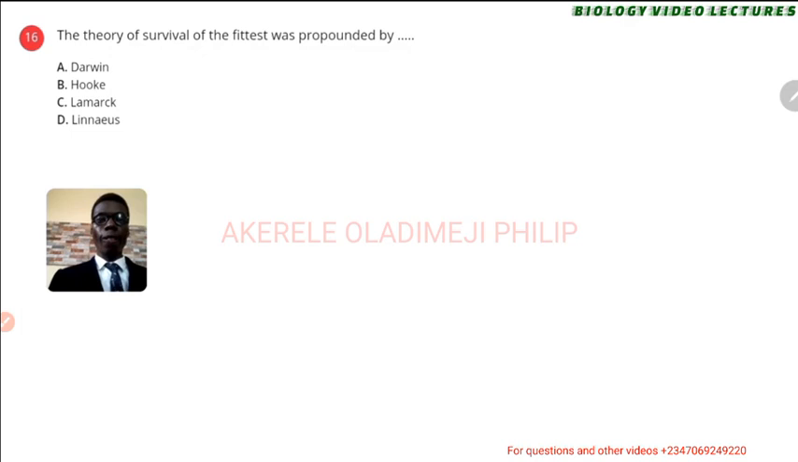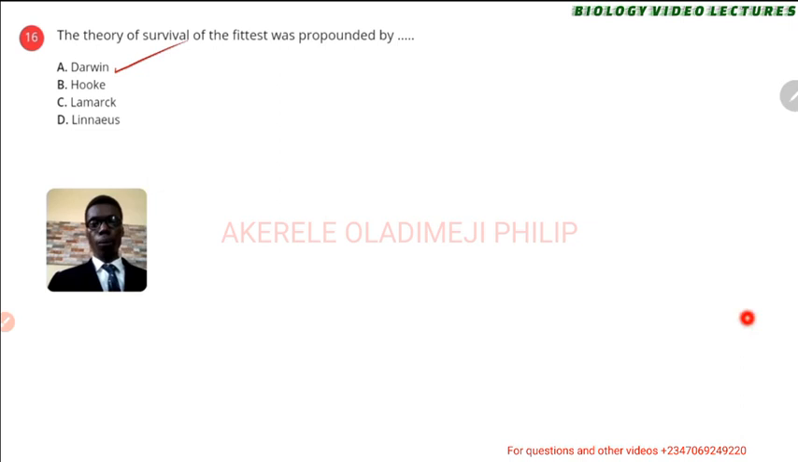The theory of survival of the fittest was proposed by who? That's by Charles Robert Darwin. He's the one that talked about natural selection, that all the way through we are always in a continuous struggle to stay alive. So the one that has the best adaptive features to stay alive will survive, and it will pass that feature to its offspring, and all of that continues that way. Talking about the theory of evolution.